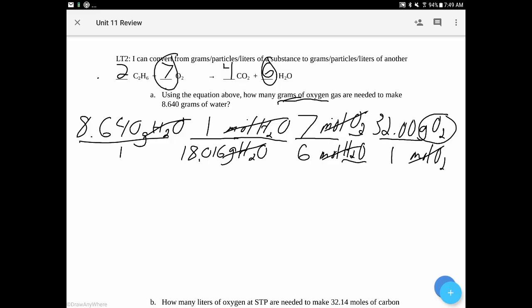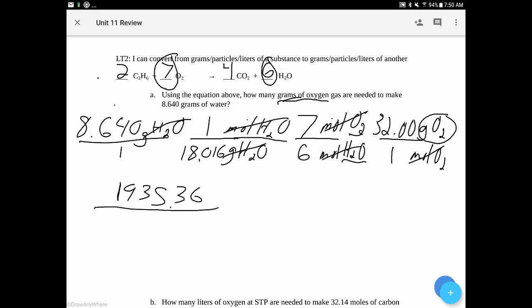So now we do our math. So we take all our top numbers, so 8.640 times 1 times 7 times 32, and we get that for our top number, which is 1935.36. Don't worry about sig figs yet, because this is not our final answer. Just put the whole calculator answer.